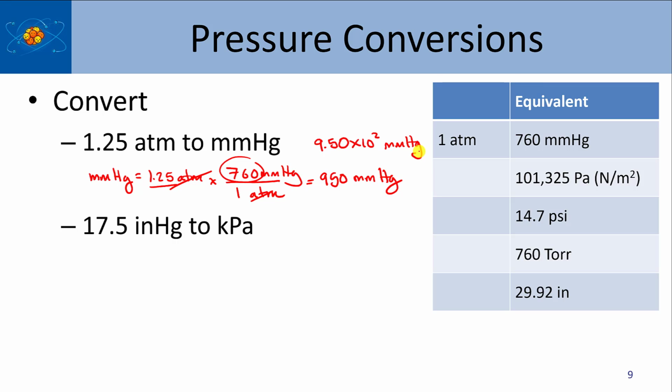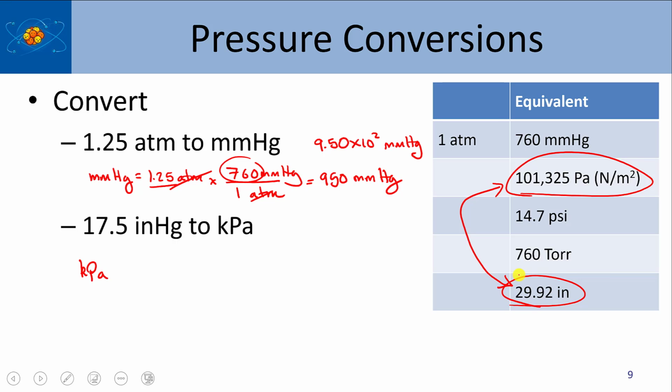Now, a slightly more difficult conversion is when I have inches of mercury and I want kilopascals. The reason we use kilopascals is that since an atmosphere equals so many pascals, when you convert to pascals you usually end up with really large numbers, and kilopascals is a better way to express the unit. So we want to do kPa. If you look over here on the right hand side, I have inches of mercury down here, and up here I have pascals. So my relationship is 29.92 inches is equal to 101,325 pascals. So I can go from inches of mercury to pascals, and then it's one more step to go to kilopascals.